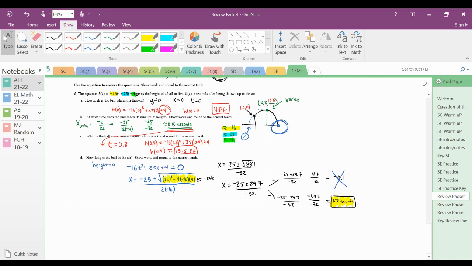So there you have it, each of those types of points that you're going to need to find in 5E. Go ahead and email your teacher or ask any questions in class, and good luck on your test.